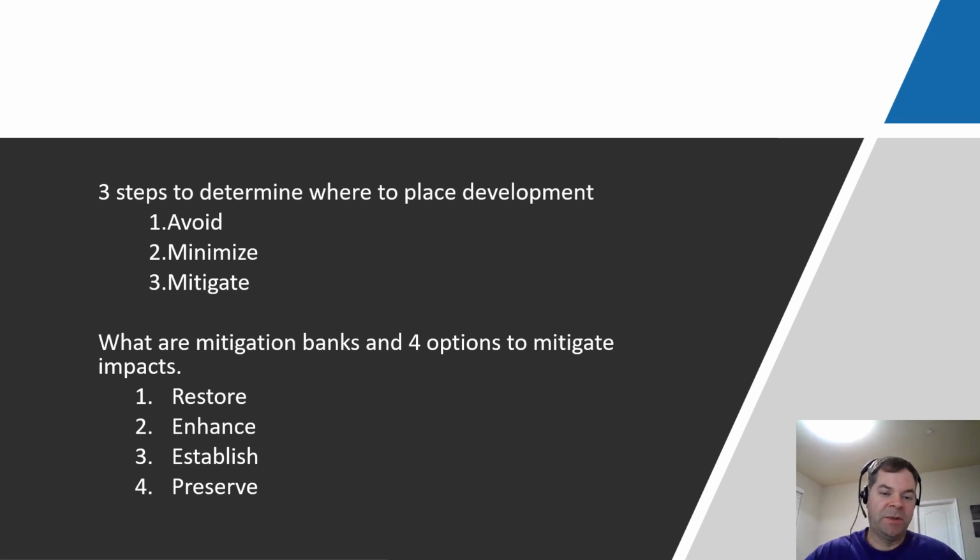There are three main steps to determine where to place development. The first is to avoid all impacts to wetlands and aquatic systems. The second option is to minimize these impacts to aquatic and wetland systems. And the third is to mitigate for any unavoidable impacts to wetlands and aquatic systems.